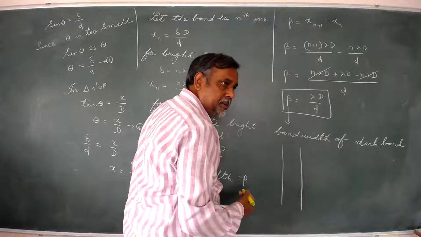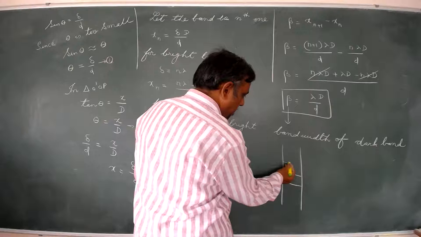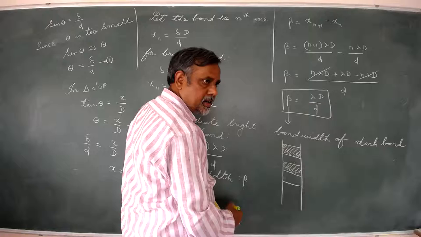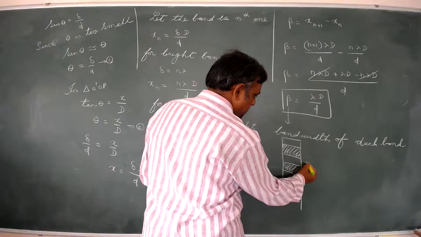On the screen, this is the central bright. Next dark, next bright, next dark, next bright, next dark. Okay, Xn, immediate bright band, Xn plus 1.